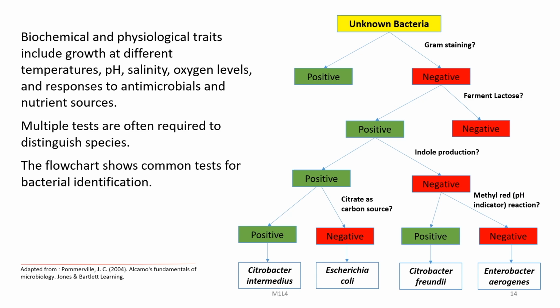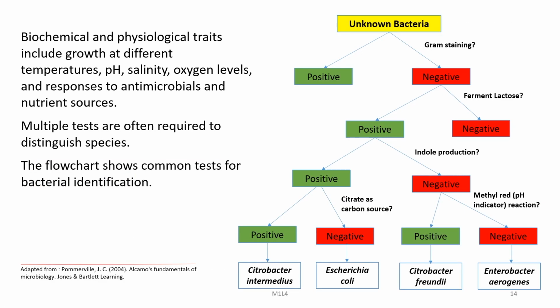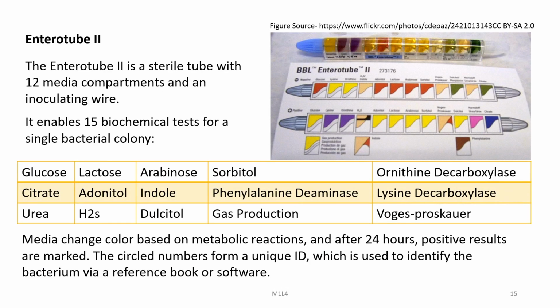The flowchart shows these common tests for bacterial identification, which has already been discussed. Another way of identification and classification is using the Enterotube, which is commercially available. This Enterotube 2 is a sterile tube with 12 media compartments and an inoculating wire, and overall it allows 15 biochemical tests for a single bacterial colony. For example, here we have to do the biochemical tests separately, but here we can do the entire panel of these 15 biochemical tests in one single tube.